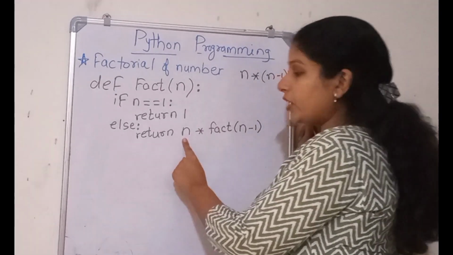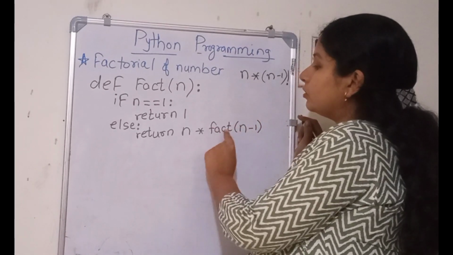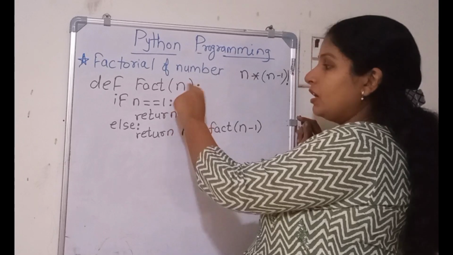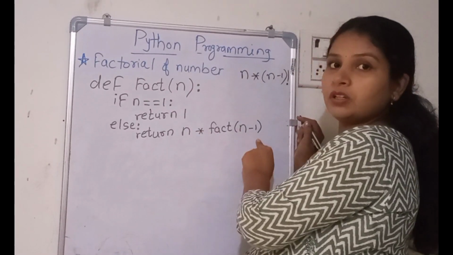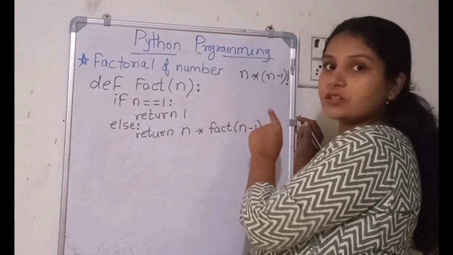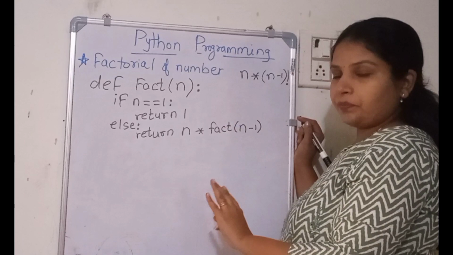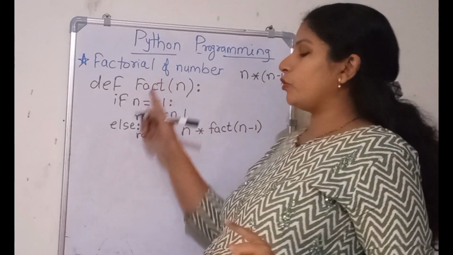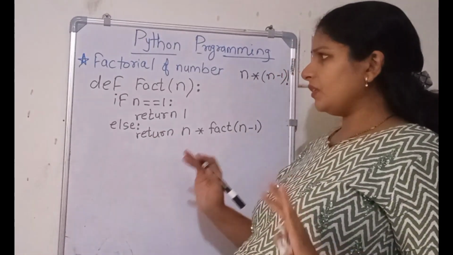First it will be 5 into 4 factorial, then your pointer will return to fact 4, again you will go here, then 4 into 4 minus 1, 3, then 2, then 1, then you will stop, right? You understood the logic? Now this is your definition part. You have defined the factorial of a number, right?